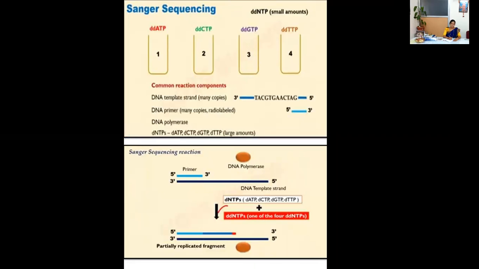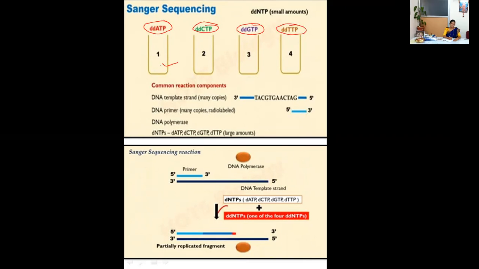What differs among the four reaction tubes is what you further add. In the first reaction tube, you are going to add only dideoxy ATP. In this reaction tube, only ddCTP will be there, in this reaction tube only ddGTP, and in this reaction tube only ddTTP will be there.